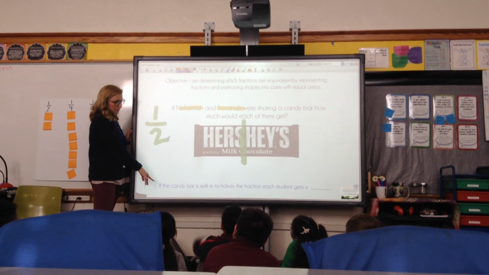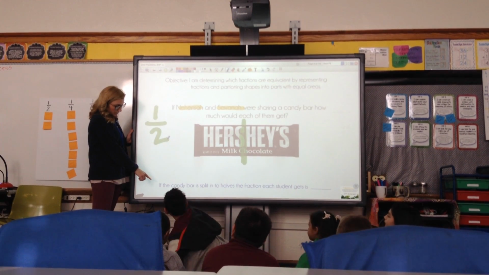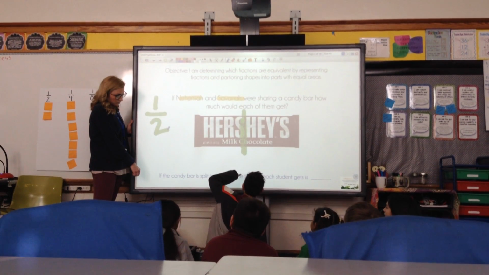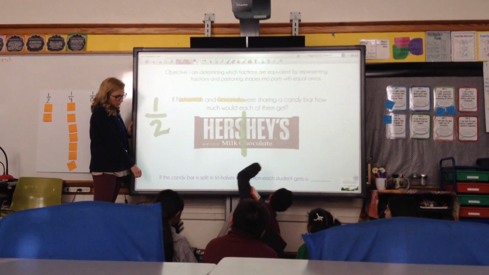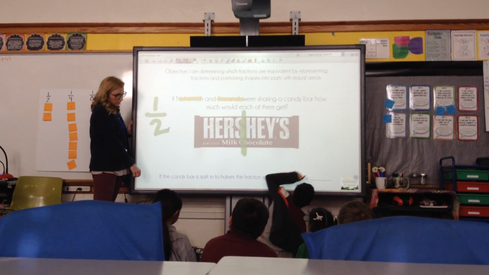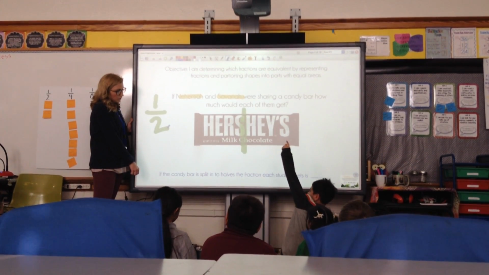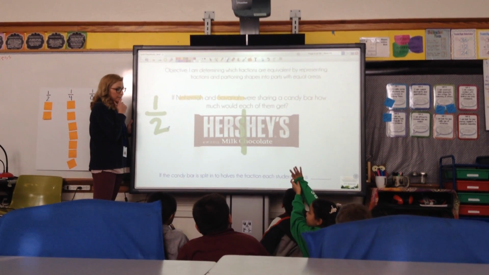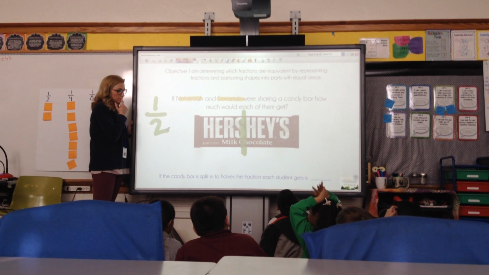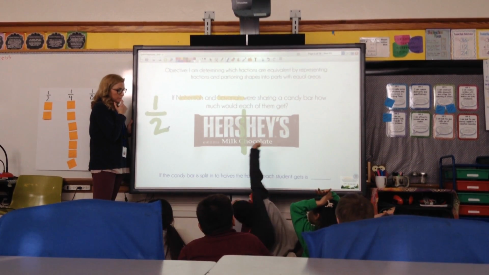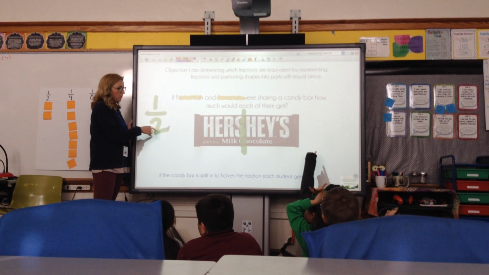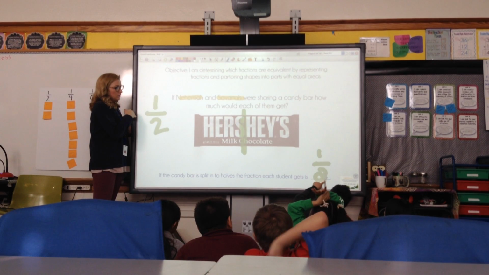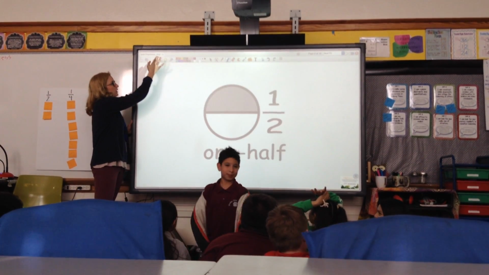So who can use the sentence stem? Jeremiah? Okay. If the candy bar is split in 2 halves, the fraction each student gets is 2. Is that what the fraction is? No. What's the fraction, Jeremiah? Fraction is 1 over 2. 1 over 2, or 1/2. Good. So they each get half of the candy bar.